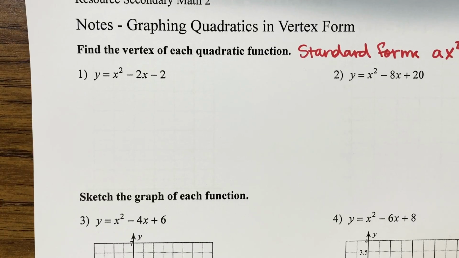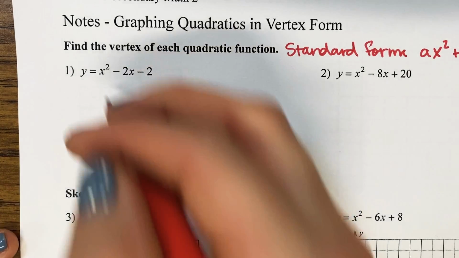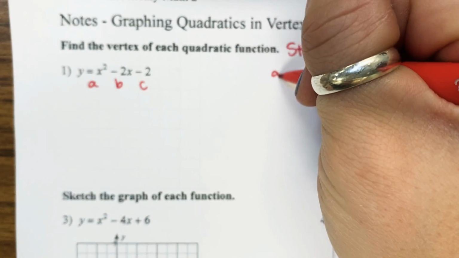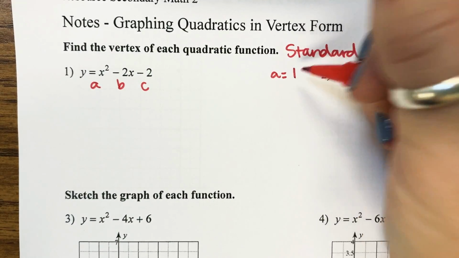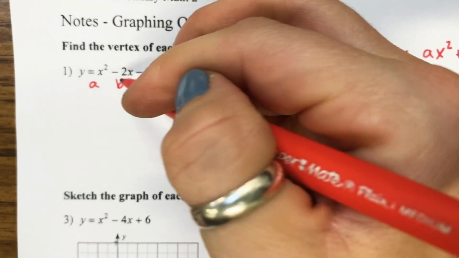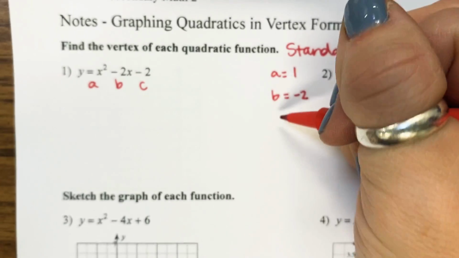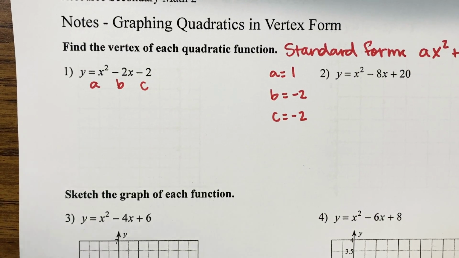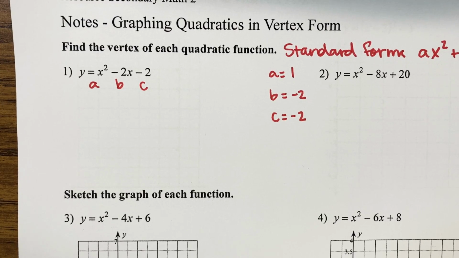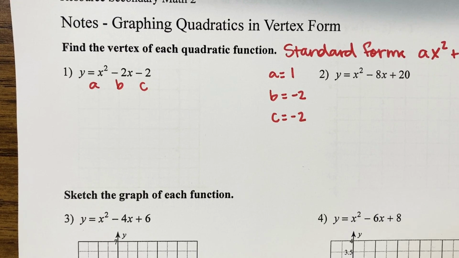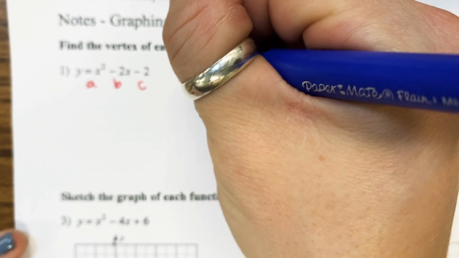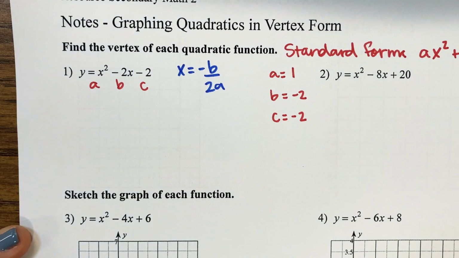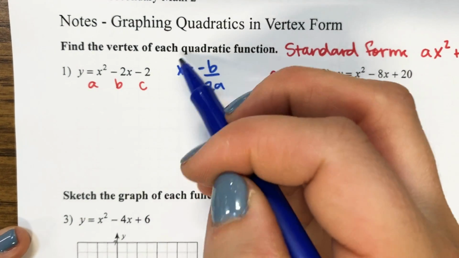The first thing we want to do is always identify our A, B, and C. So my A is 1, that invisible 1. My B is -2, and my C is -2 as well. In order to find the vertex, we need our mini formula. Remember what that mini formula is? X is equal to -b over 2a.